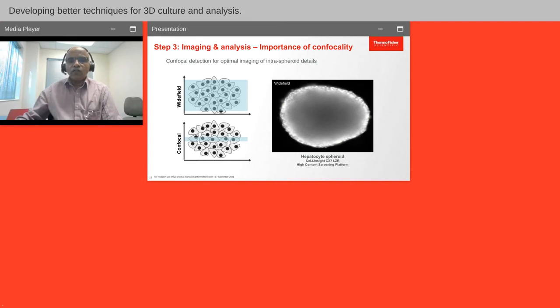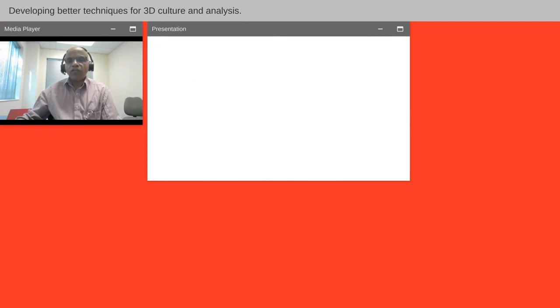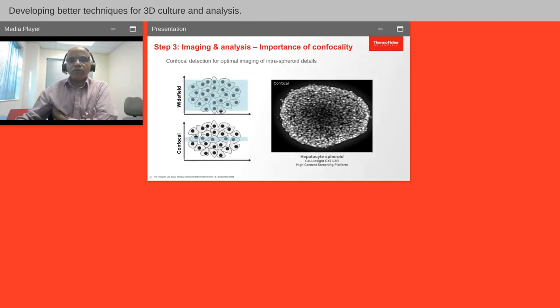And when you use a confocal microscope, as you can see here, there is more pointed illumination of light of the sample, so you see more clear delineation, as you can see from the previous slide where there is wide field microscopy. Here, using a confocal microscope, you can see more clear delineation of the staining in the spheroid sample. This is an example of a hepatocyte spheroid measured on our CellInsight CX7 laser system using laser illumination.